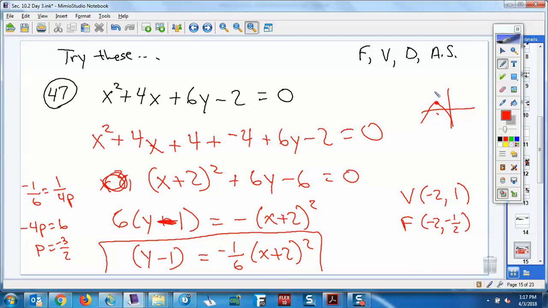And for the directrix, I go up 3/2. So I was at 1, I go up 3/2, so my directrix is y equals 5/2. My axis of symmetry is going to go through here, which is -2, so x equals -2.